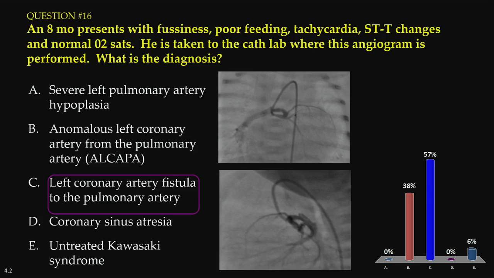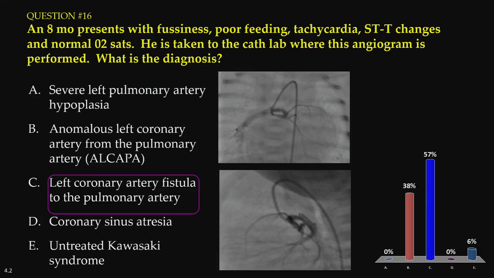The way you knew it was C and not B is that ALCAPA, which the scenario sounded like, right? It sounds like this kid has the typical presentation of ALCAPA. But remember, ALCAPA is where the left coronary artery arises from the pulmonary artery. So if we were seeing this angiogram of a left coronary artery, and we're seeing the pulmonary artery in the same picture, then it could be ALCAPA, but it would be an angiogram in the pulmonary artery, because the left coronary is coming off of the pulmonary artery. It doesn't come off of the aortic root. That's the whole point.